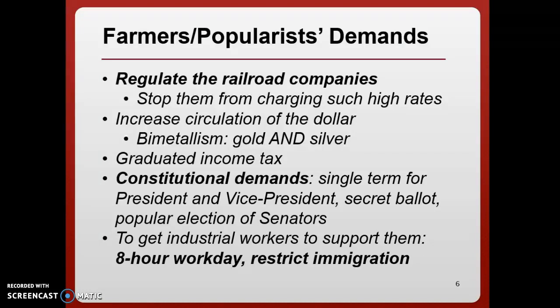Those are going to be seen and carried forth with progressivism, so we're going to come back to those later on next week. But the big thing that the populists are known for is they want to increase the amount of money in circulation, and that is by adding silver to the standard of gold, which we call bimetallism. This would make it easier for farmers to pay off loans, and they get lower interest rates, which is good, and that's what they want.